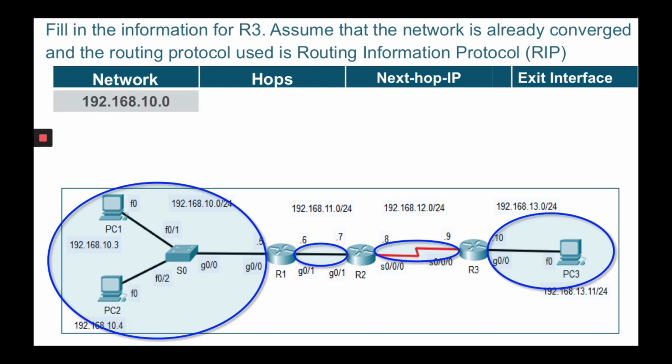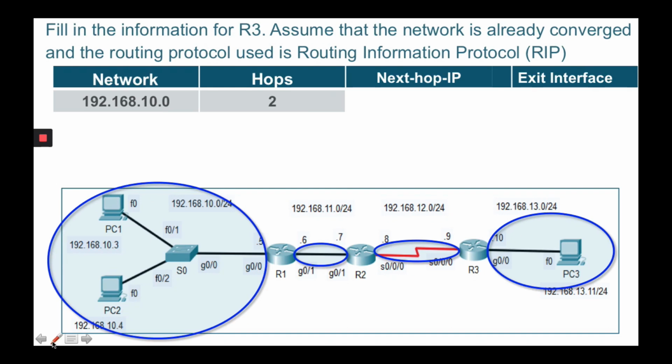Assuming that I'm connecting to 192.168.10.0, which is here, 192.168.10.0, okay? From the router 3 perspective, it needs to go 1 hop, 2 hops away in order to reach router 1, right? To this network 192.168.10.0. So in this case, router 3 needs to have 2 hops to reach 192.168.10.0.